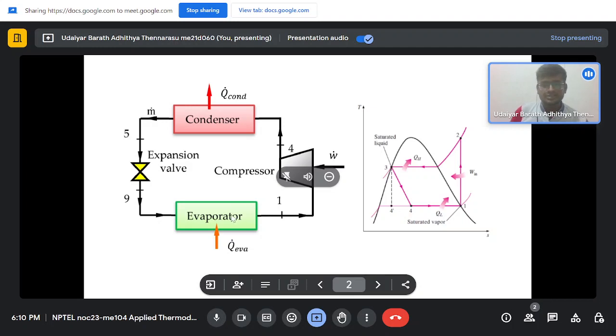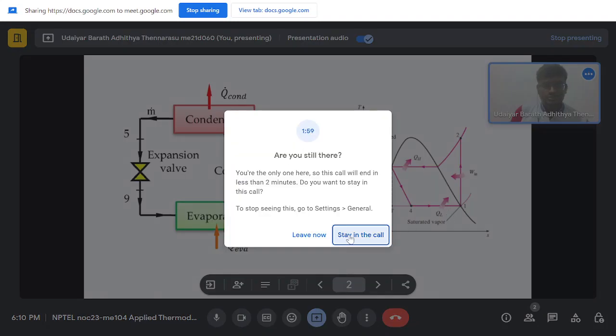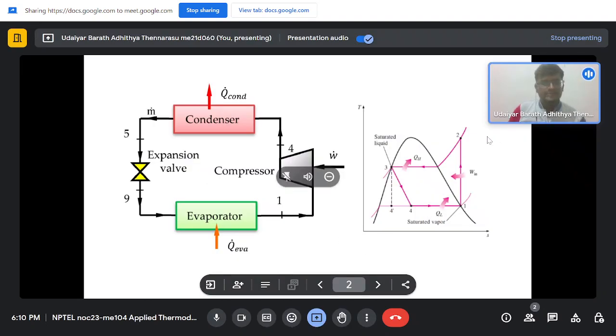So this is the process which is happening. Now if you see, the compressor is following an isentropic process. Then in the condenser there is an isobaric process, and then in the throttle valve it's an isenthalpic process. Enthalpy is constant, and then again in the evaporator it is an isobaric process.